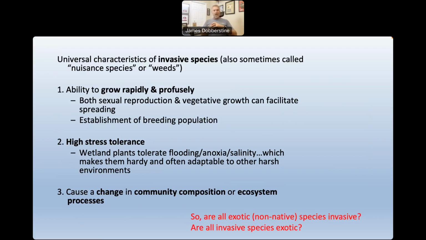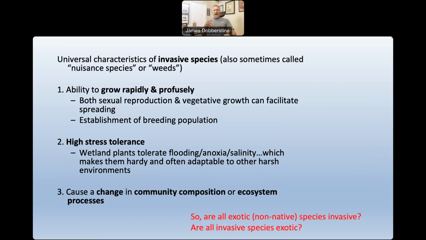very rapidly. So the problem with all of this is that it can cause a change in the community composition or ecosystem processes that are part of that biome, right? So this can be a landscape level change in some instances, as we're going to see.